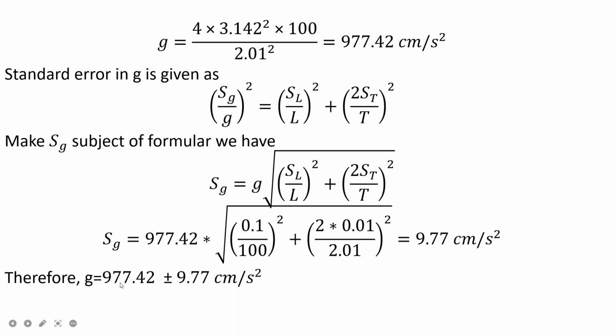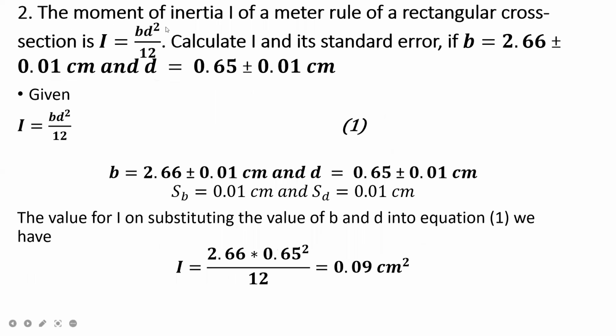So our value for g is 7.42 plus or minus 9.77 centimeter per second squared. Now for the next one, we have number 2: the moment of inertia I of a meter rule of a rectangular cross section is I equals BD squared divided by 12. Calculate I and its standard error, if B equals 2.66 plus or minus 0.01 centimeter and D equals 0.65 plus or minus 0.01 centimeter.